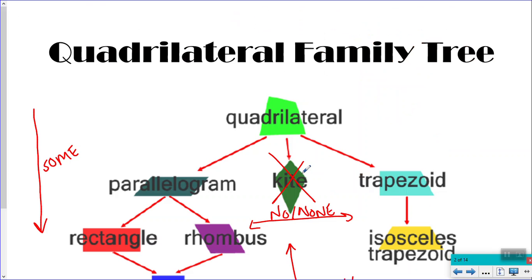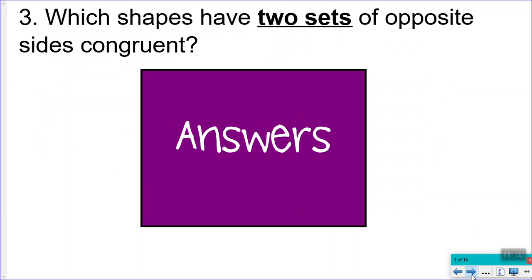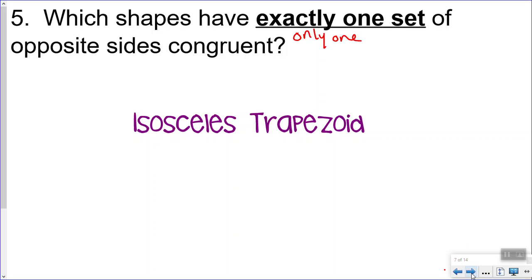So if I go back to my diagram, everything in the parallelogram has two sets of opposite sides congruent. So we've got the left and right, and then the bottom and the top. So nothing on the parallelogram works for this one. Trapezoid has one set of parallel sides, and we know that the isosceles trapezoid is where those legs are congruent. And that's the only shape we have where we have exactly one pair of opposite congruent sides. So here, our answer is going to be the isosceles trapezoid.